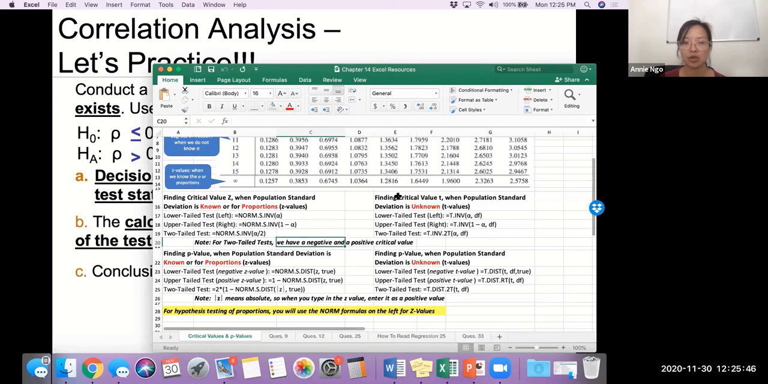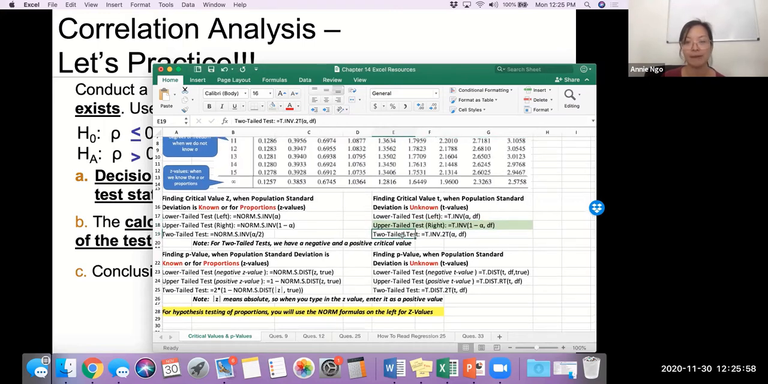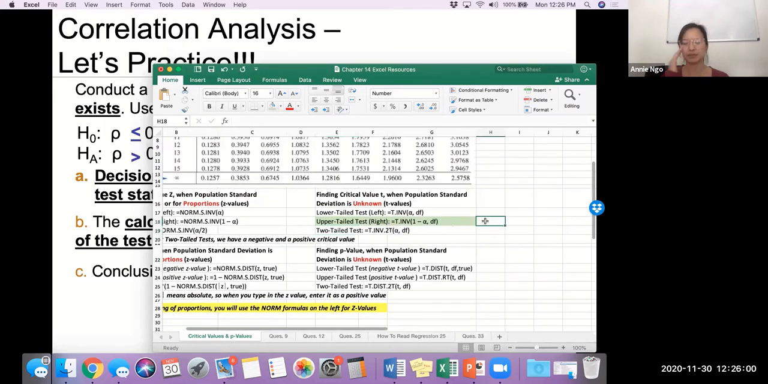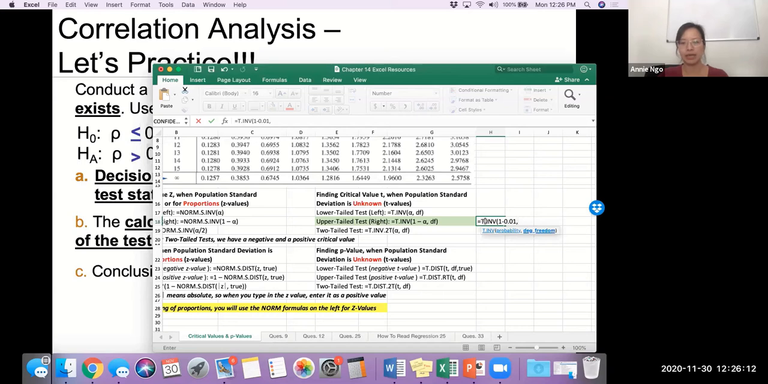So you can see here, critical values of t when we don't know the population standard deviation. So this was an upper tail test. This is the formula that we're using. I just want to show you where to find it on the Excel file. But we'll go ahead and type equals T.INV, parentheses, 1 minus, and recall our alpha was 0.01, comma, and the degrees of freedom is the 50.